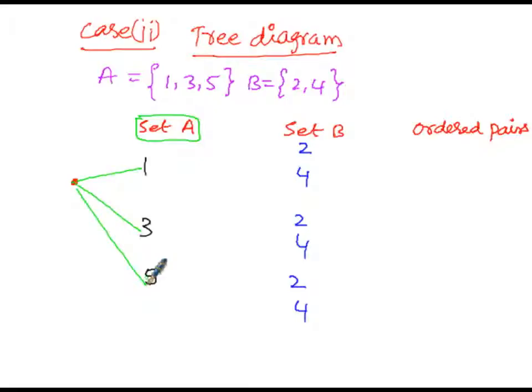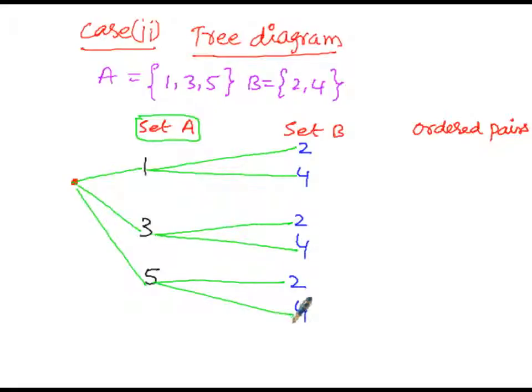1, 3, 5; 1 to 2, 1 to 4, 3 to 2 and 3 to 4, 5 to 2 and 5 to 4. Then now the ordered pairs are 1, 2, and the second ordered pair will be 1, 4, and here 3, 2 and 3, 4, 5, 2 and 5, 4 are the ordered pairs.